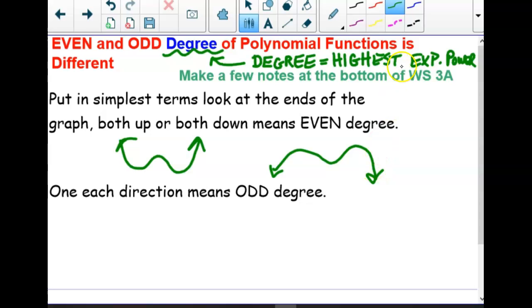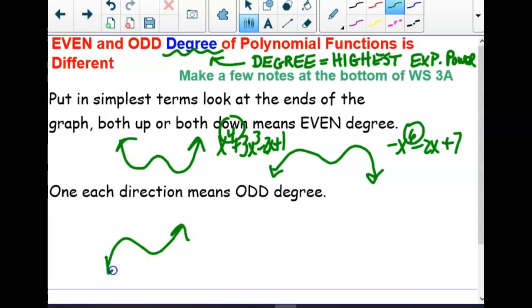Okay. So if this was x to the 4th plus 3x cubed minus 2x plus 1, the highest degree is a 4, both ends go up. If it was a negative x to the 6th minus 2x plus 7, this is a highest exponent power of 6, both ends went down. If one goes either way, the highest exponent power is a cube, or is an odd number, sorry. I'm just making junk up, okay?